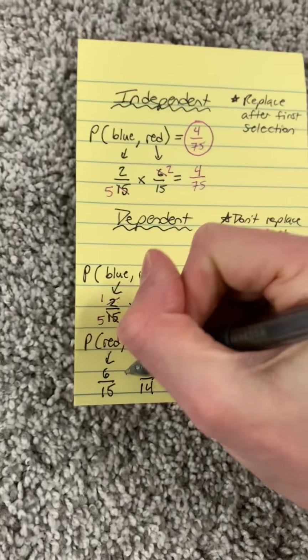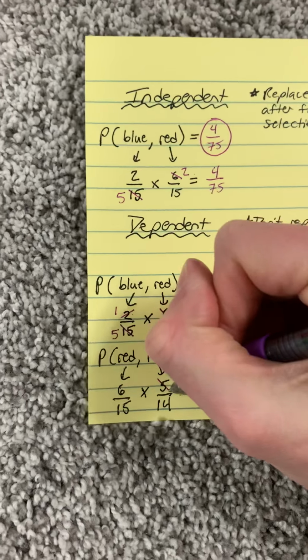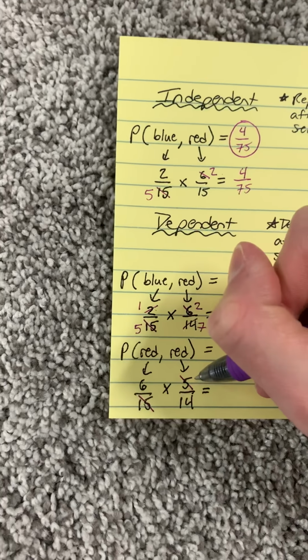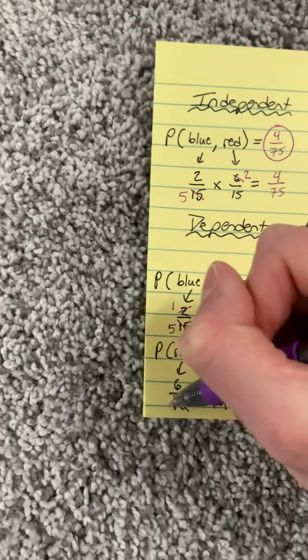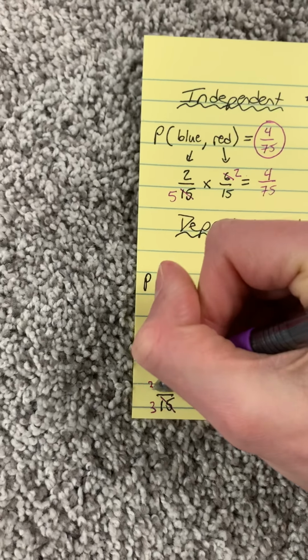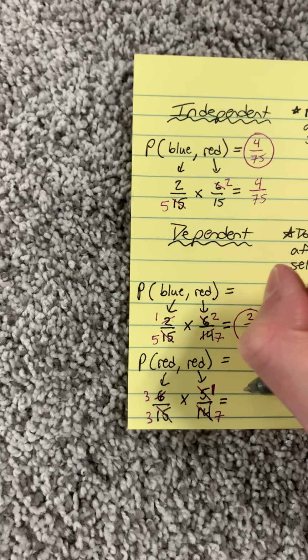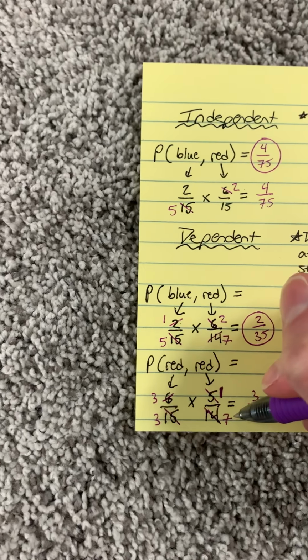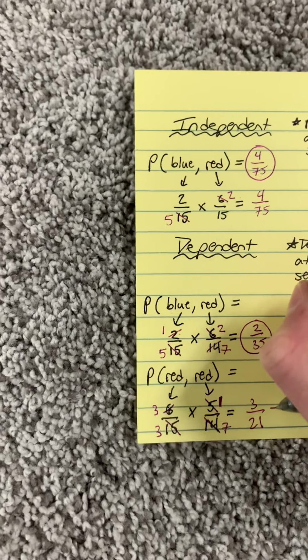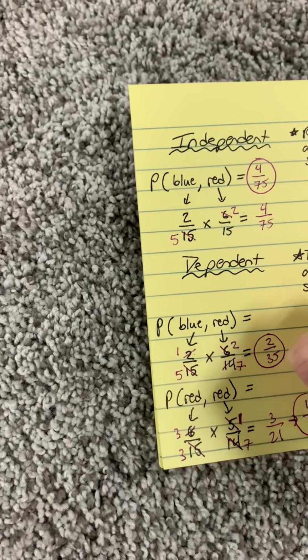And again, I multiply my probabilities. Lots of reducing to do here. 5 and 15 can be reduced by 5, so that becomes a 1, becomes a 3. And 6 and 14 can both be reduced by 2, becomes a 3, and becomes a 7. So we multiply across. 3 times 1 is 3. 7 times 3 is 21. And then I can reduce again. Divide by 3. 1 out of 7.